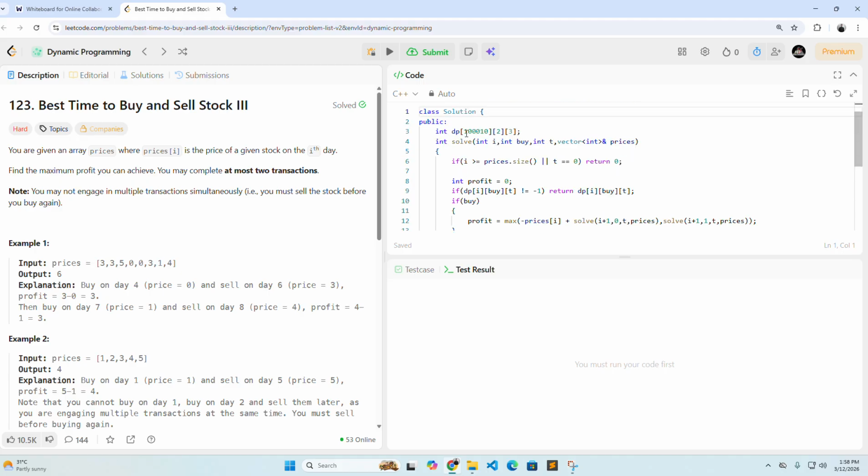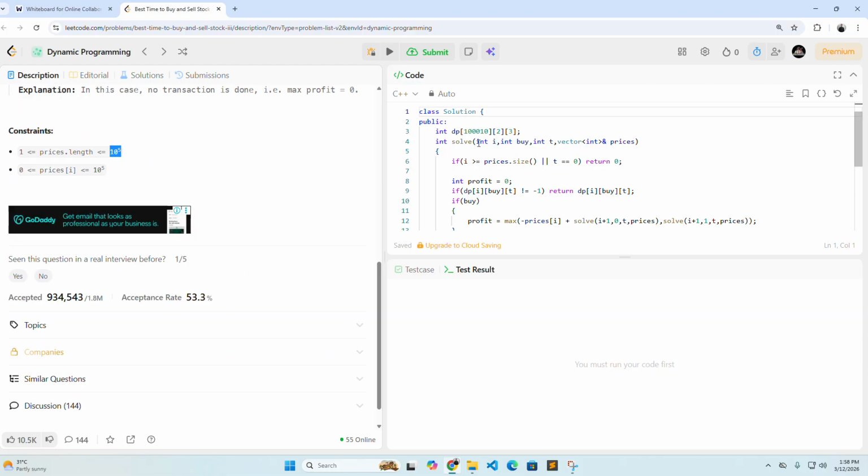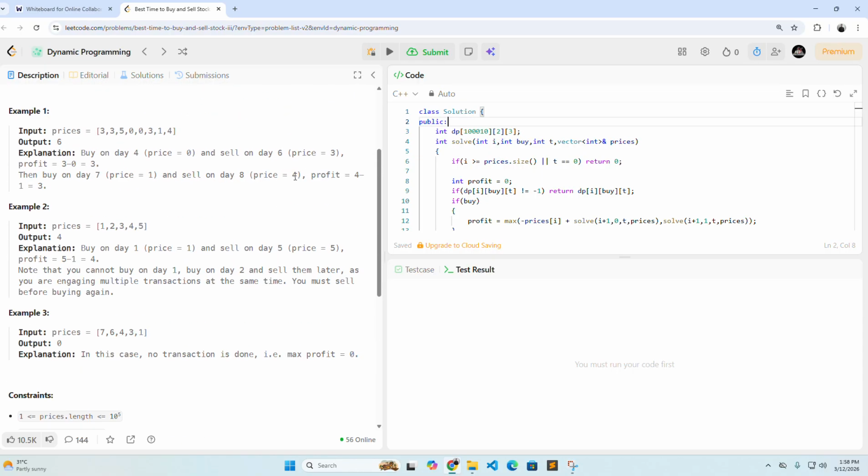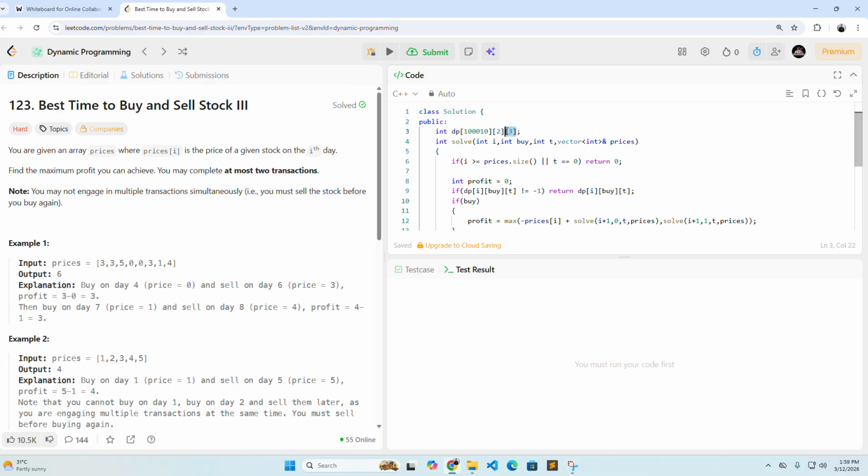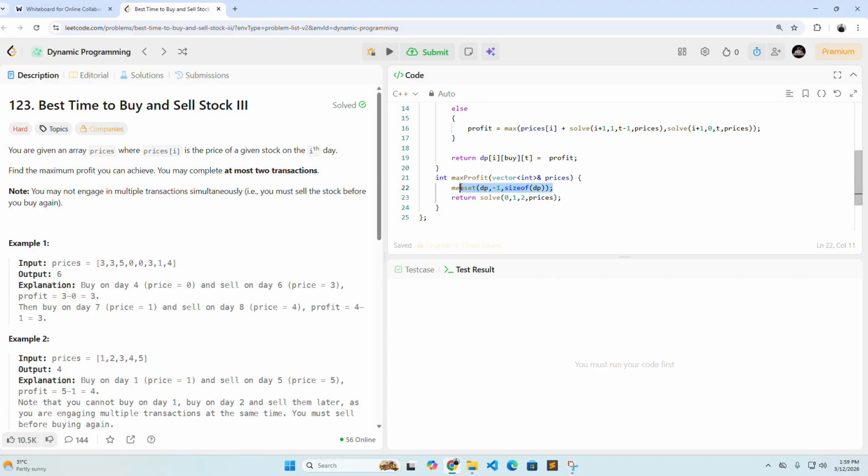Like I mentioned, the DP will be a 3D DP. This is the index, up to 10 to the power 5. I just keep a 10 to the power 5 size index, and there are two options, those two cases: if I have bought and if I did not buy. The transactions are at most 2, so I keep the third parameter equal to 3. It will indicate how many transactions are left. So I just memset them with -1, as profit cannot be -1. The minimum profit is 0.